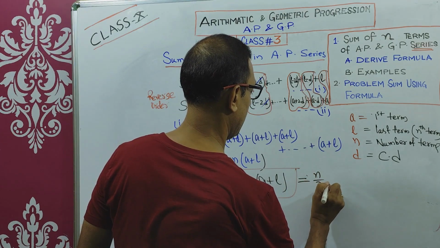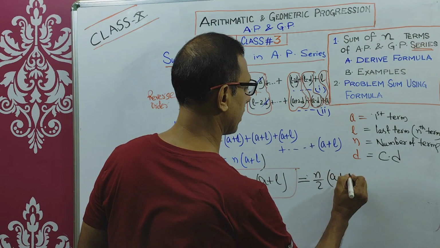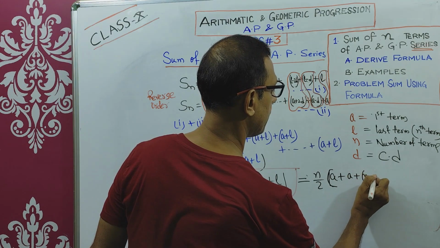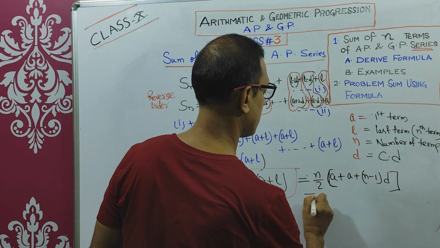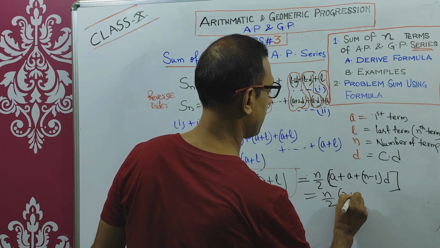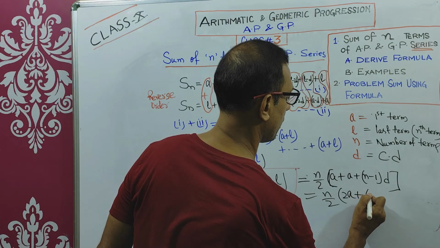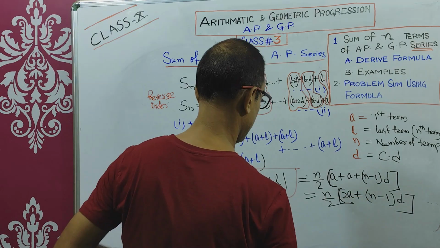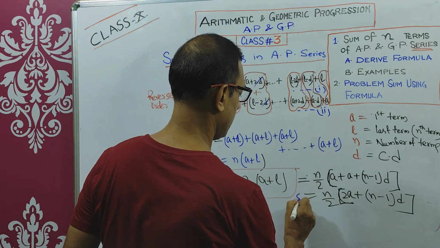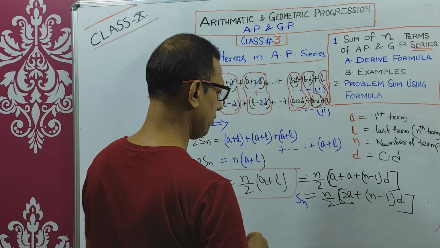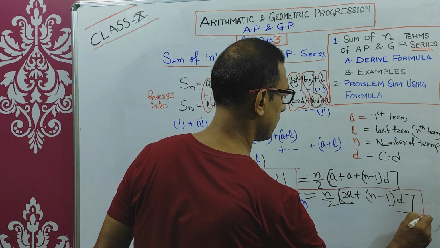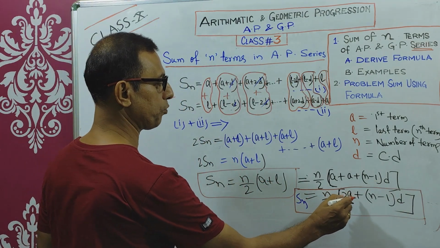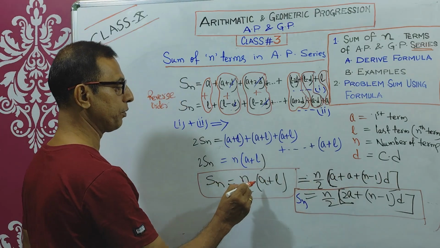And another way of representation is how you can do: Sn equals n by 2 into a plus L, where the last term L equals a plus n minus 1 into d. That means n by 2 into 2a plus n minus 1 into d. So this is how the formula can be represented in two different ways. One is Sn equals n by 2 into 2a plus n minus 1 d. Another one is n by 2 into a plus L.